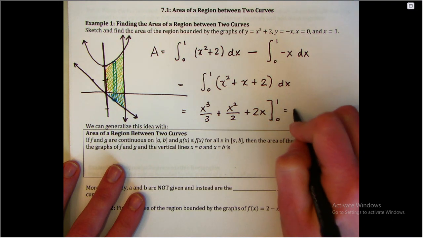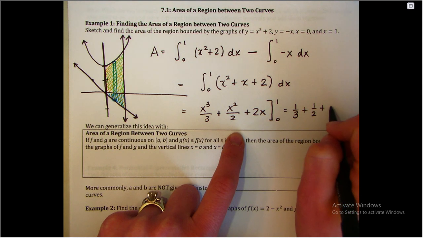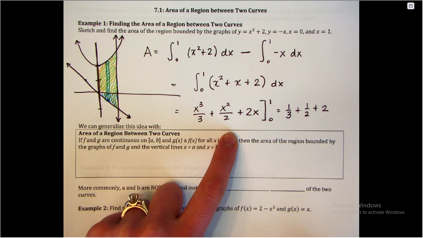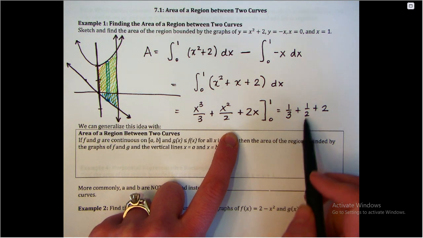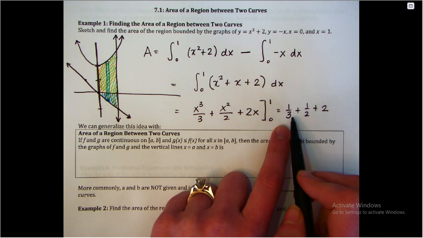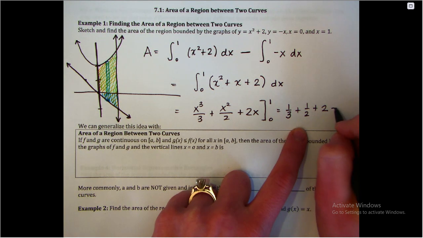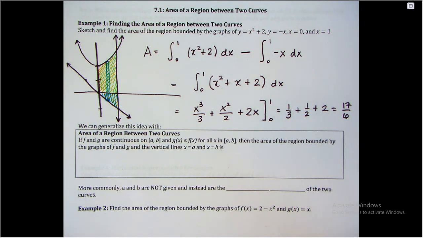That would give me 1/3 plus 1/2 plus 2 minus 0 when I plug in all of the zeros. What's that going to come up with? We'd want to move over to 6. So this would be 2/6 and 3/6. That's 5/6 plus 12/6. That gives me a total of 17/6. So there you have it, a method for coming up with the area of a region between two curves.